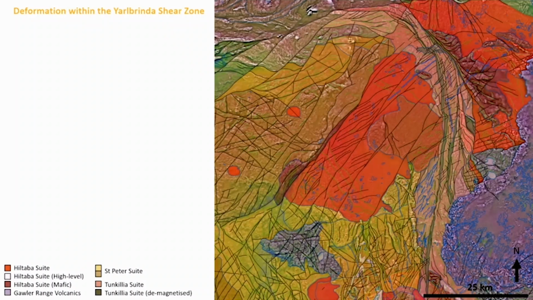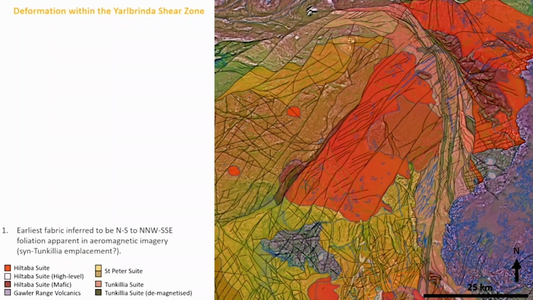So in this small case study of the Yarlbrinda Shear Zone, the earliest fabrics that we make out on the aeromag imagery, which are the north-south to north-northwest, south-southeast foliation, may be attributed to the Tunkillia suite at the time of Tunkillia suite emplacement. However, cross-cutting relationships make this difficult to confirm.